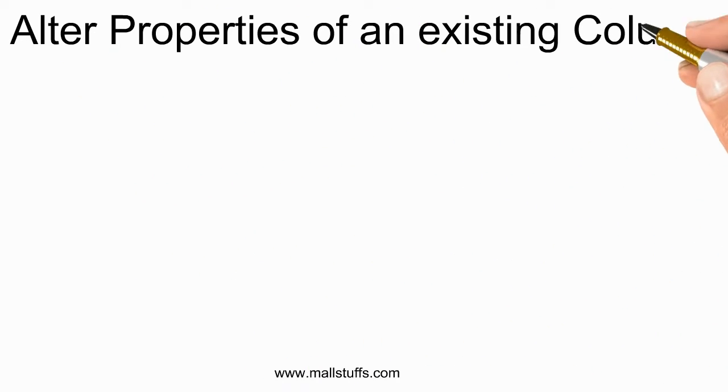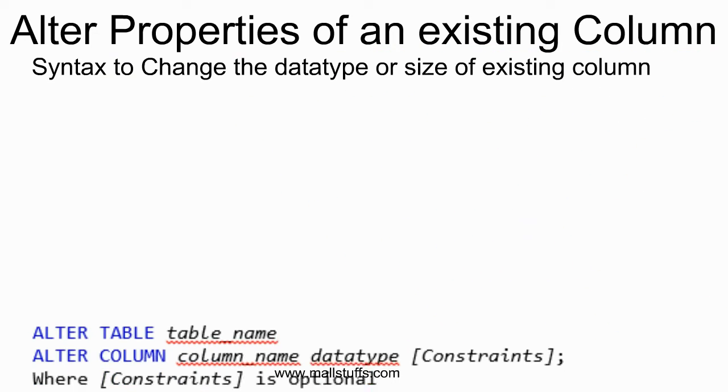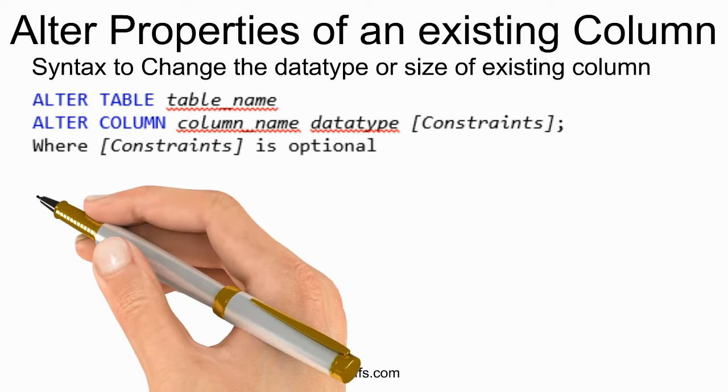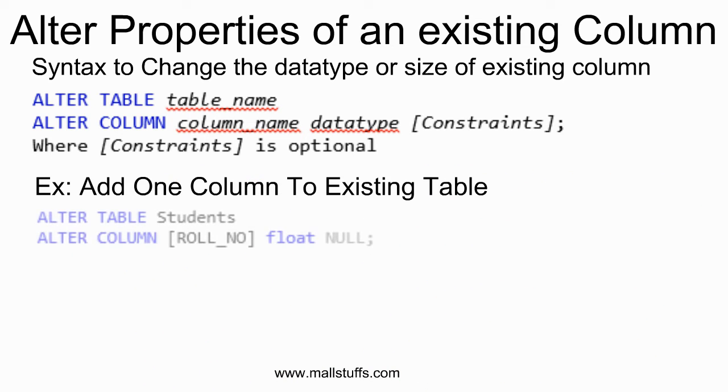Let us see how to alter the properties of an existing column. The syntax to change the data type or size of an existing column is: alter table table name, alter column column name with data type. You can also add a constraint. Constraint is optional. Below is the example to alter a column of an existing table. In this statement, I have changed the data type of the roll number column from int to float.